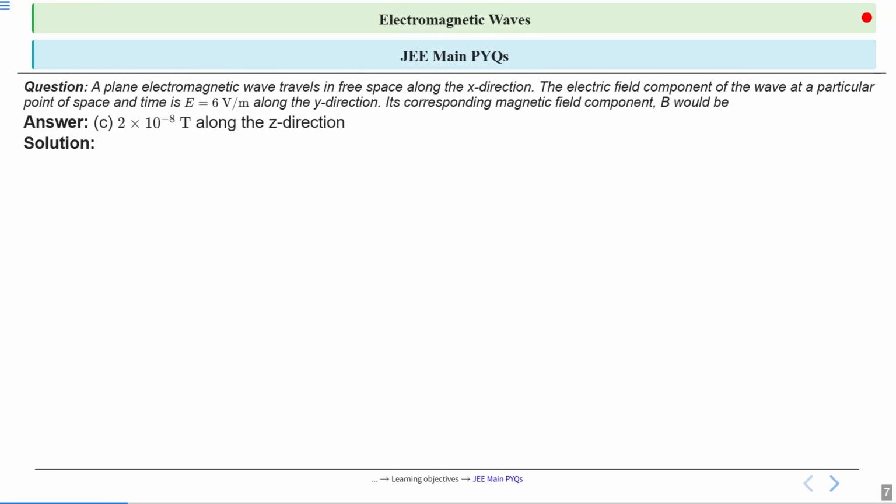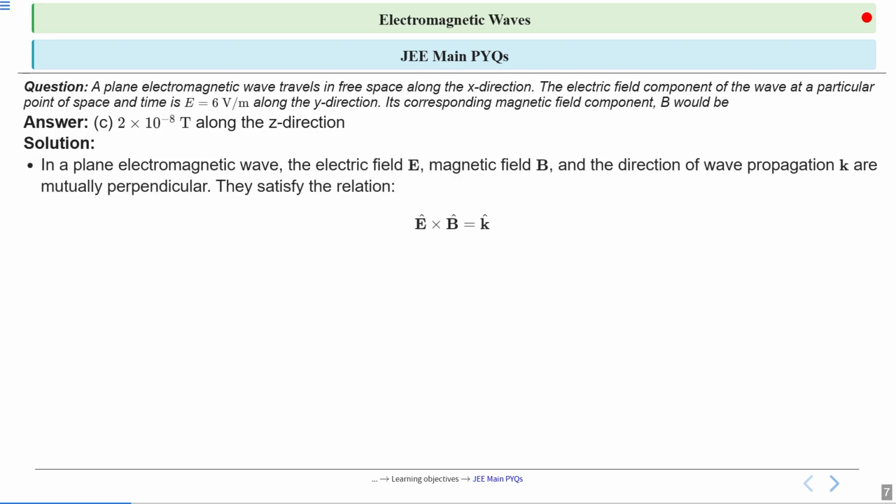So let's see. Option C is the correct option: 2 into 10 to the power -8 Tesla along the z direction. In a plane electromagnetic wave, the electric field E, magnetic field B, and the direction of propagation K are mutually perpendicular. So how can we find the direction of propagation? By taking the cross product of the directions of electric field and magnetic field. E cap is the direction of electric field, B cap is the direction of magnetic field. So E cap cross B cap will give the direction of propagation.